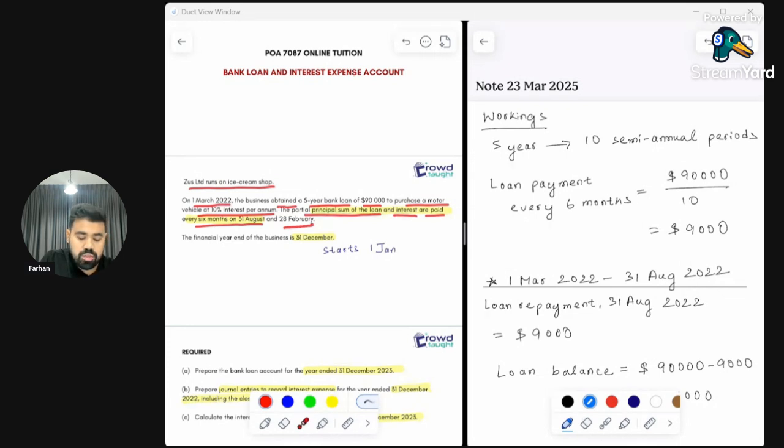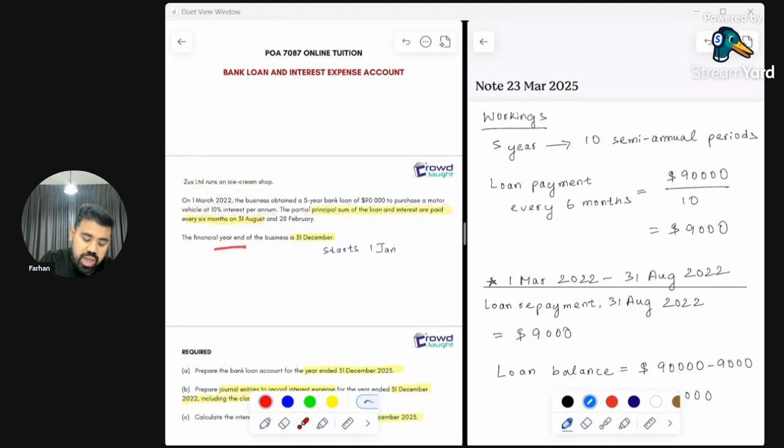So we know that we have taken a 5-year bank loan, and that amount is $90,000, and the interest rate on this bank loan is 10%. This loan was taken on 1 March 2022. We repay this loan every 6 months. We also repay the interest every 6 months, and that 6 months are on 31 August and on 28 February.